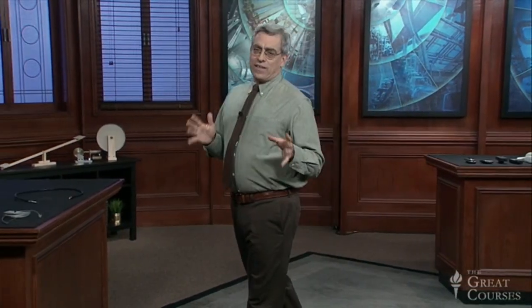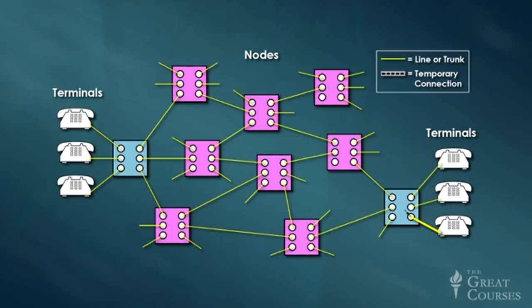Now, there are two basic types of telecommunications networks: circuit switched and packet switched. In a circuit switched network, information is transmitted through a dedicated communications channel from one terminal through one or more intermediate nodes to another end station. The connection must be fully established end-to-end before the transmission can begin, and then it's released after the transmission is complete.